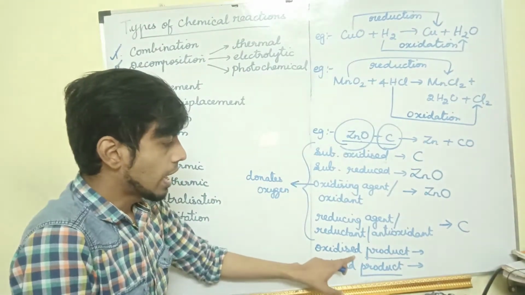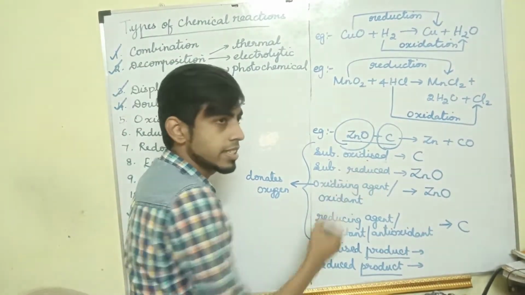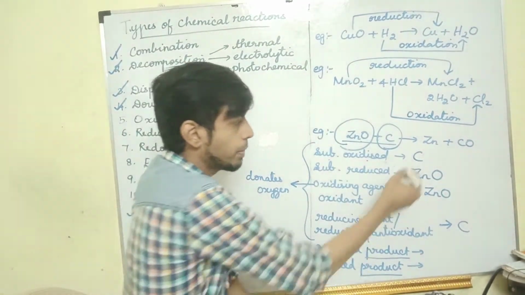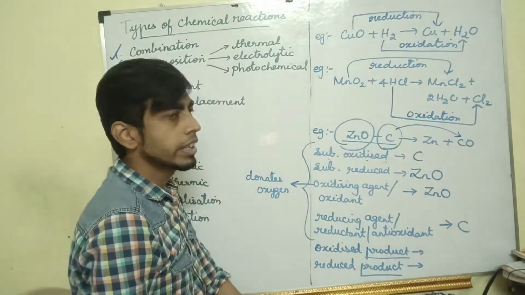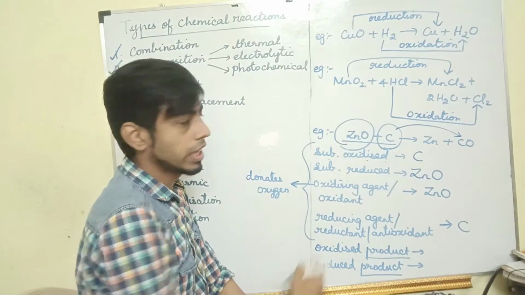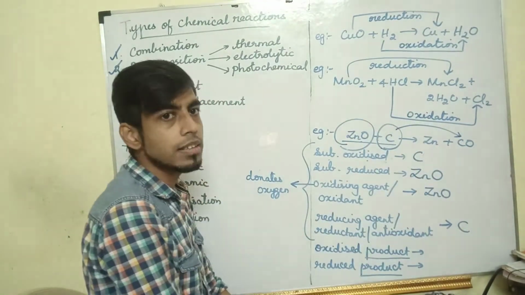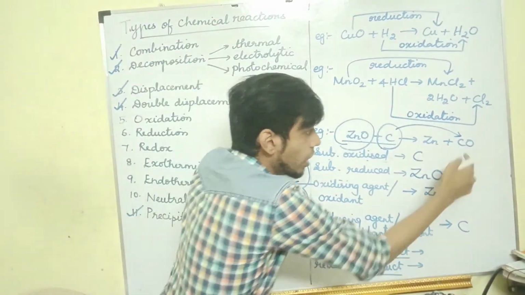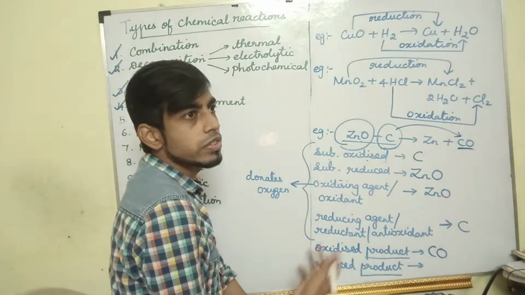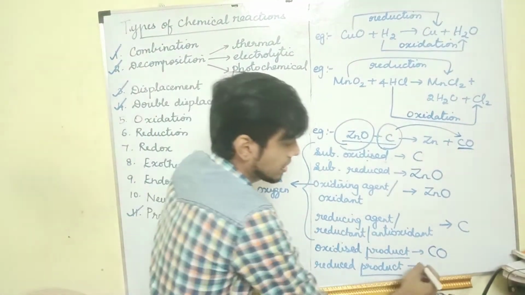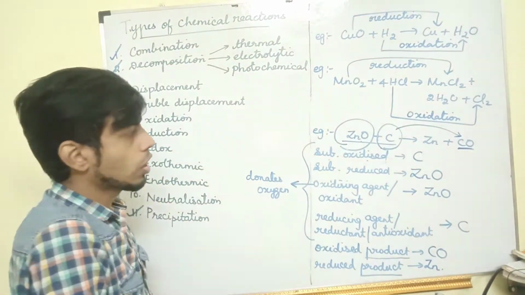Okay. Now oxidized product and reduced product. After oxidation, what product are we getting? Which is getting oxidized here? Carbon. After oxidation, what is it becoming? It is becoming carbon monoxide. The product we get after oxidation is called the oxidized product. So the oxidized product is CO. So which will be my reduced product? Zn. Understood how to find? Copy it down.